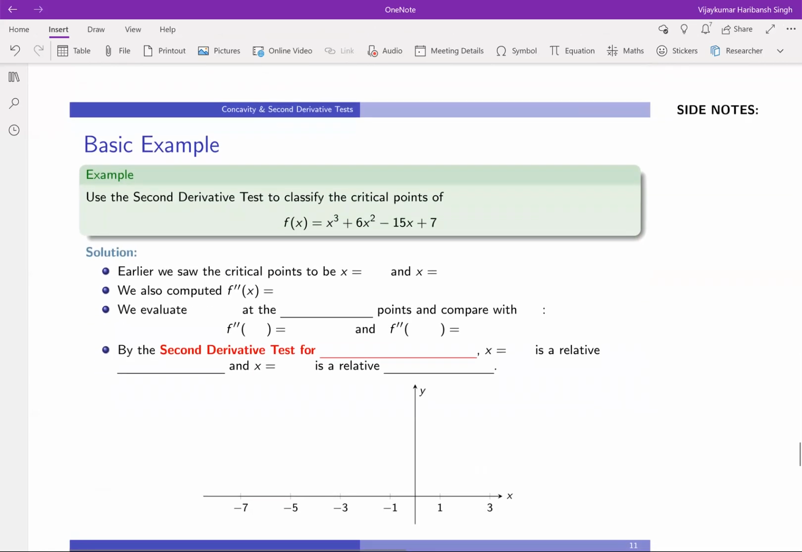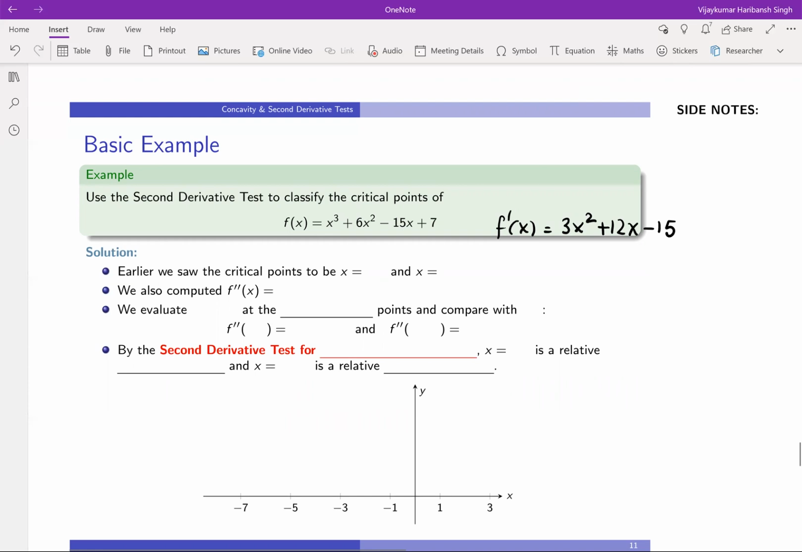All right. So let's do a problem on this. You're given the following function. Use the second derivative test to classify the critical points of this function. So let's find the critical points first. So take f prime x. We have 3x squared plus 12x minus 15.